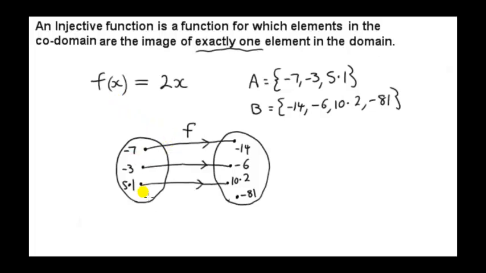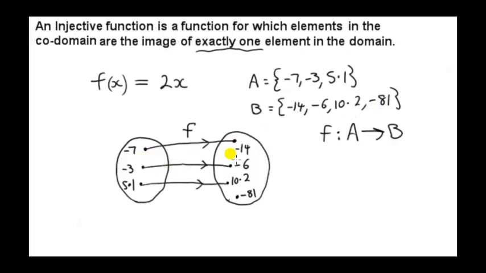Here is an example of an injective function. The function f of x equals 2x, and this function is such that set A maps onto set B, where set A consists of the three elements -7, -3 and 5.1. Set B consists of these elements here, -14, -6, 10.2 and -81.